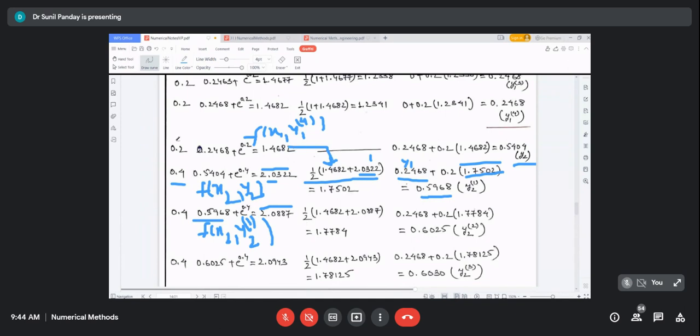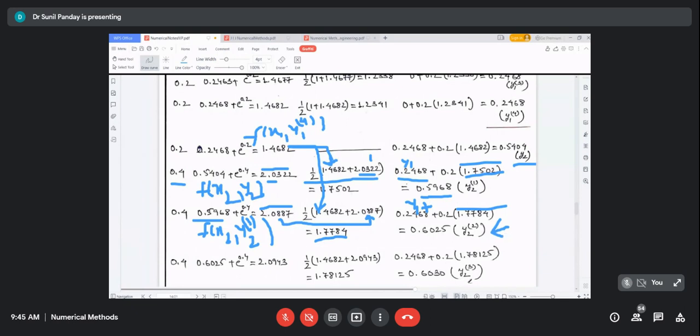So here the initial point, because it's now shifted to this point, this slope remains the same, 1.4682, and this is the updated slope at the updated value of y21, and then we have taken the mean. This is this one, and then we use the formula y1 plus h into the mean slope, and you have the second updated value of y2.